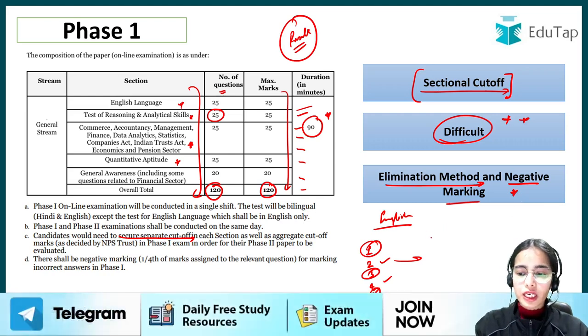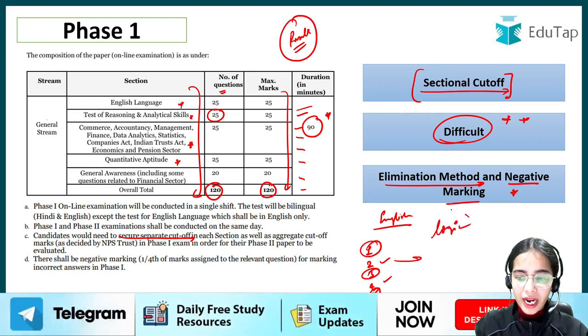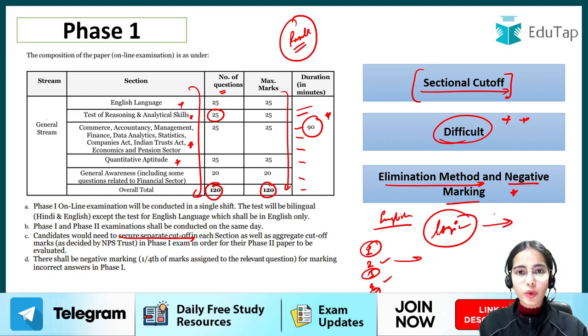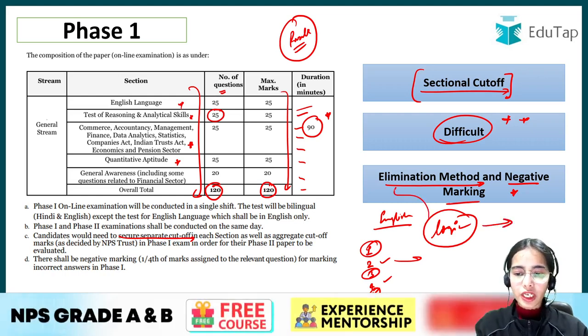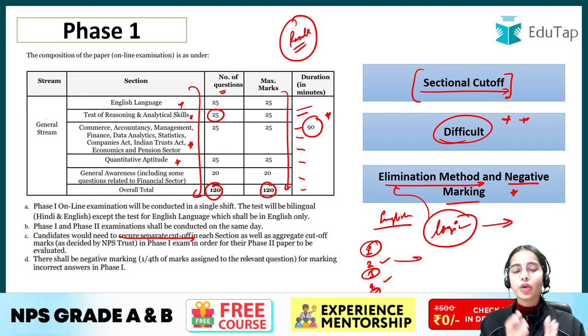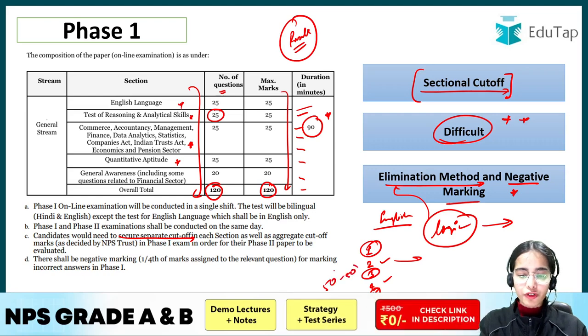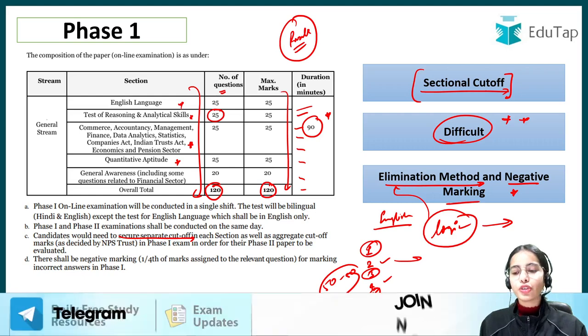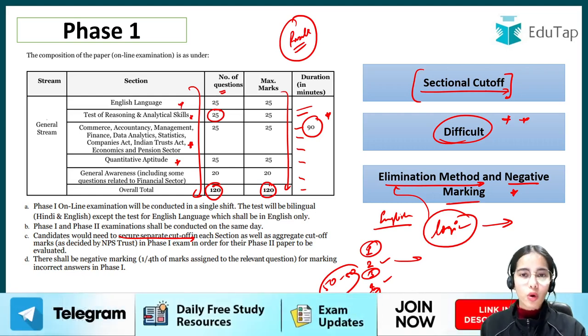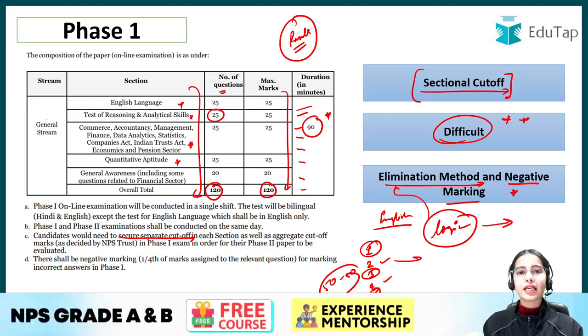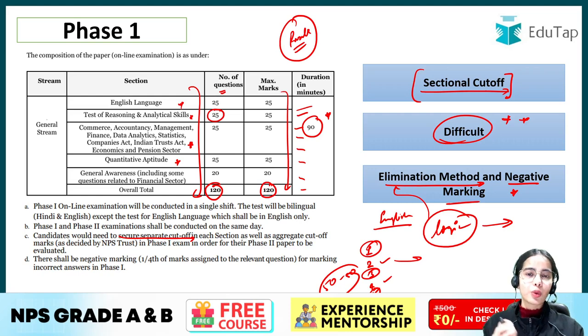So if there is some logic behind your answering the question, if there is logic in the elimination method you are using, and you at least have 50-50 confidence, then you should be answering the question. Do not try to answer all the questions, because that is not required. Okay, in the sense that there is also the negative marking that you have to take care of.